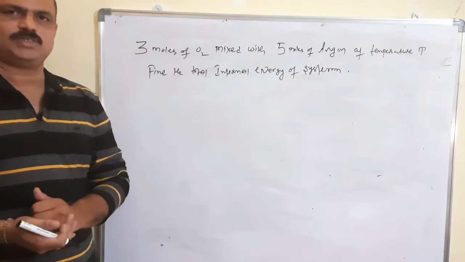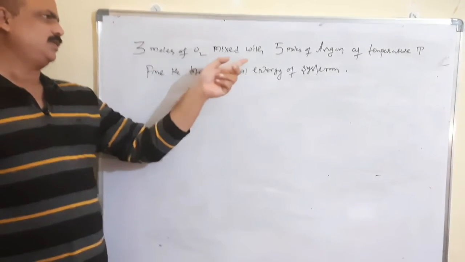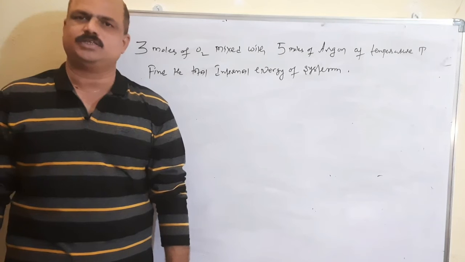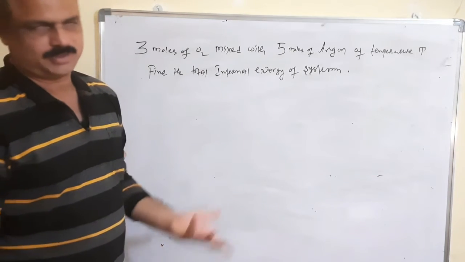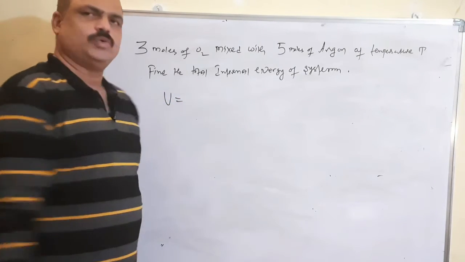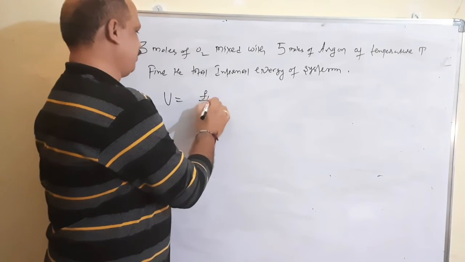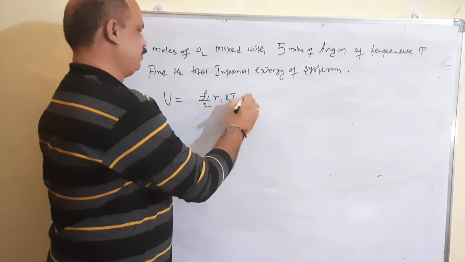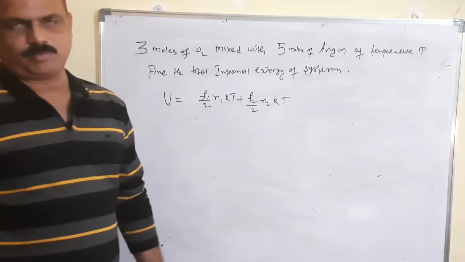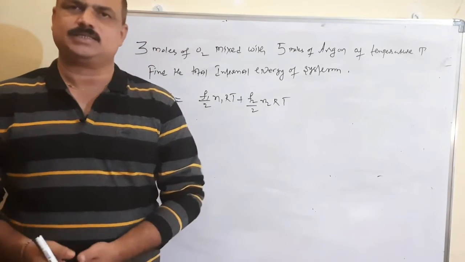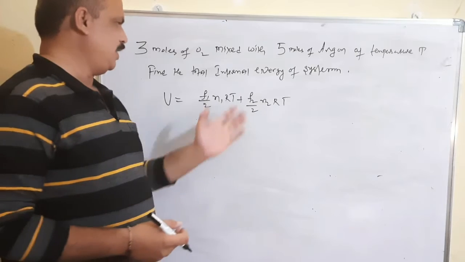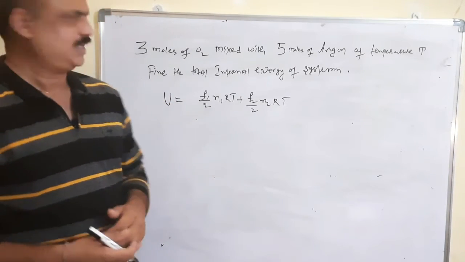So let us discuss another question. 3 moles of oxygen mixed with 5 moles of argon at a temperature T. Find the total internal energy of the system. Direct formula based question, kinetic theory. So total internal energy U is equal to F1 by 2 N1 RT plus F2 by 2 N2 RT. F1 is the number of degrees of freedom in the first gas, F2 the number of degrees of freedom in the second gas, N1 the number of moles of the first gas, and N2 the number of moles of the second gas.